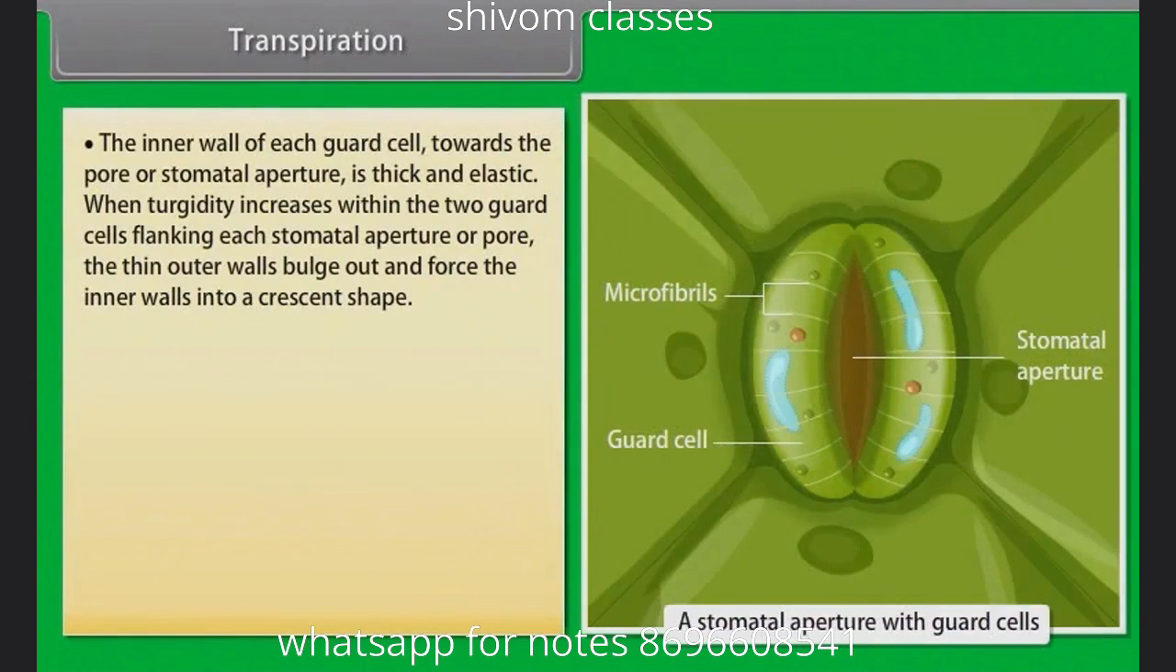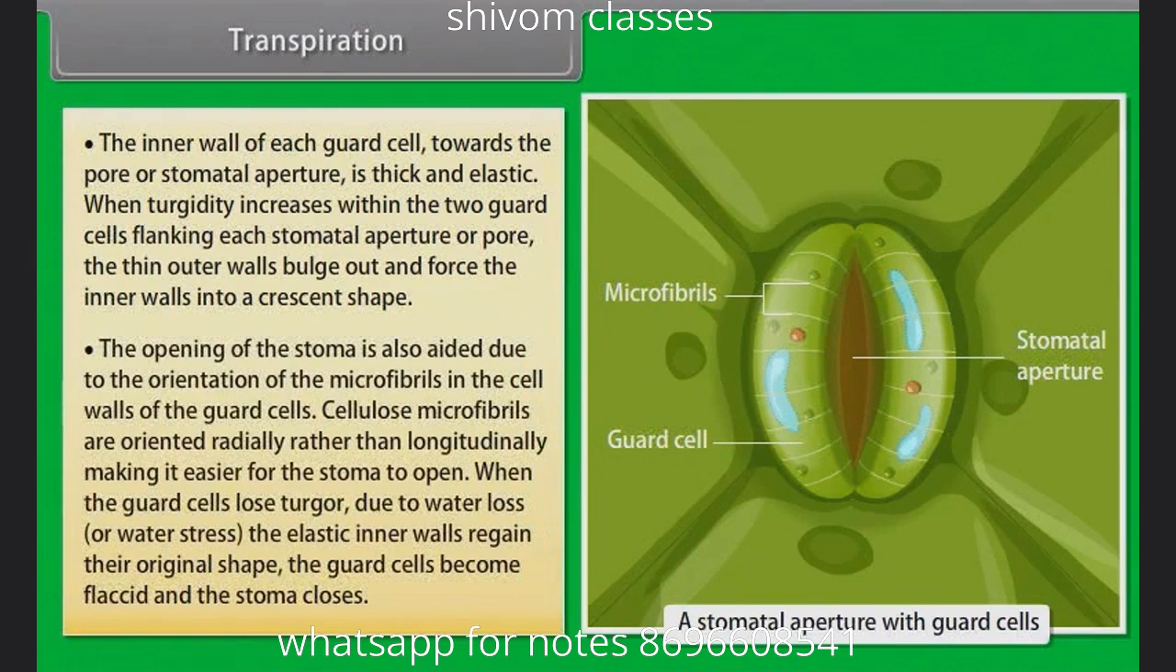The inner wall of each guard cell towards the pore or stomatal aperture is thick and elastic. When turgidity increases within the two guard cells flanking each stomatal aperture or pore, the thin outer walls bulge out and force the inner walls into a crescent shape.